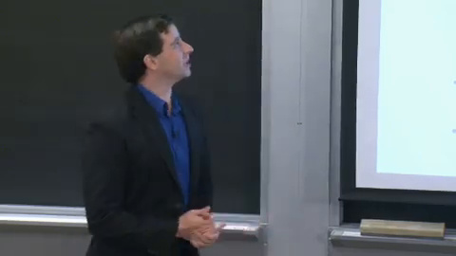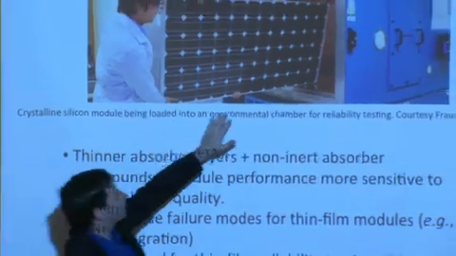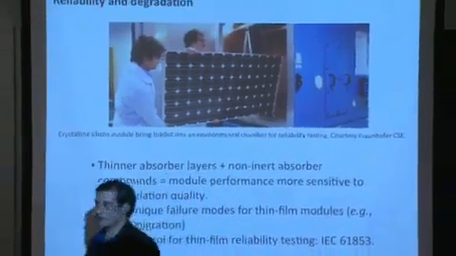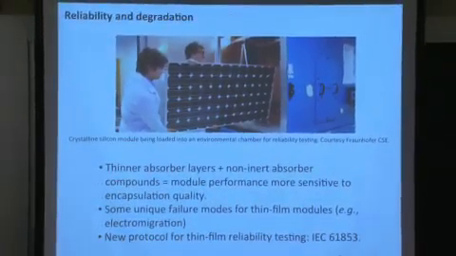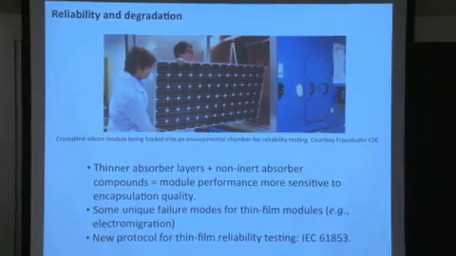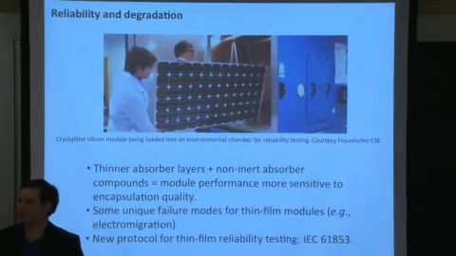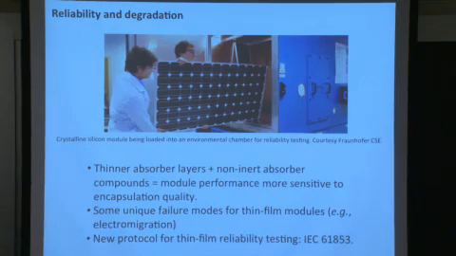And then reliability and degradation. This is important. This is a crystalline silicon module being loaded into an environmental testing chamber. Inside of that chamber, the module is going to be put through hell and back. The temperature is going to be raised. The humidity is going to be pumped in. Sometimes ultraviolet light is even put in there, as in some of the more modern, advanced ones.